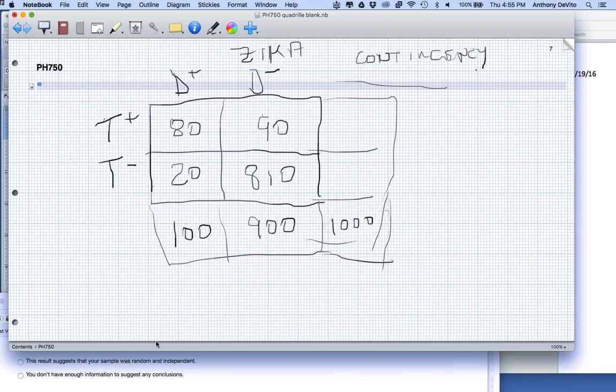Okay. Well, first of all, in terms of positives and negatives and true or false, what do I define this as? You test positive and you have the disease. What would we call that?